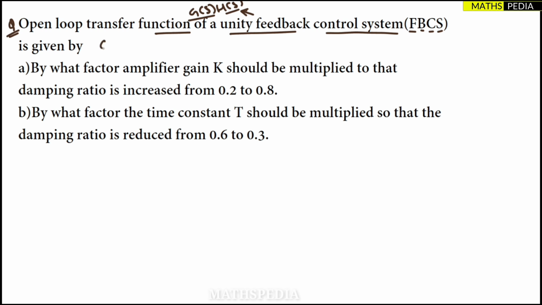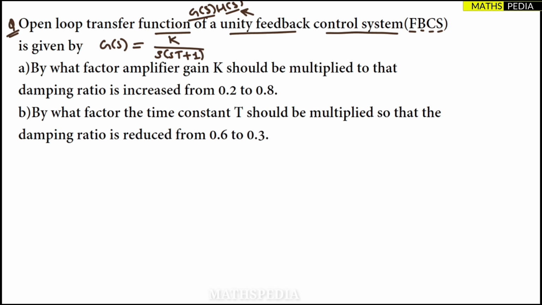Now what is given? It is given the G(s) value. Actually it is G(s) into H(s), but they have directly given G(s) because H(s) is 1, because it is given in the question as unity feedback. G(s) is nothing but K by s into (sT plus 1). Okay, this is the given question.